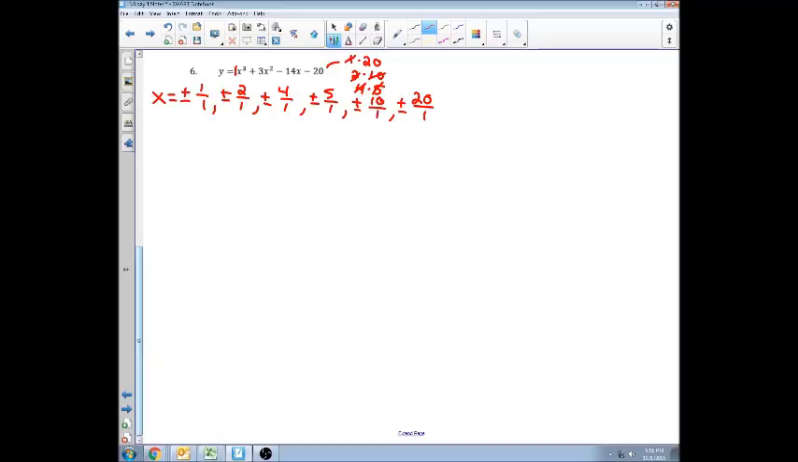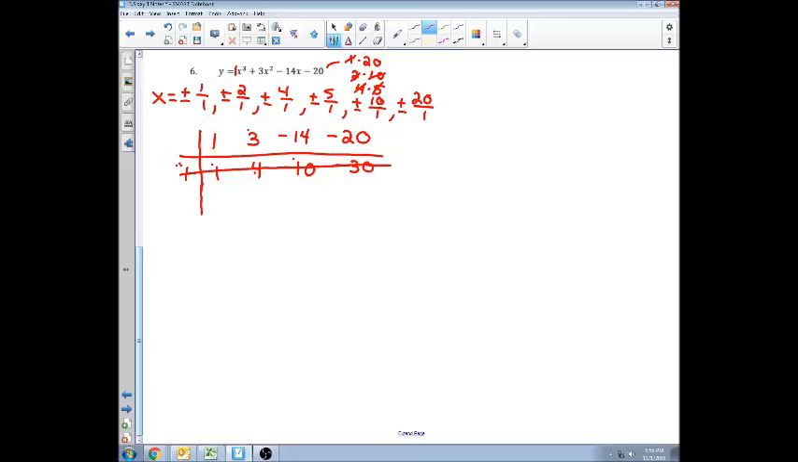My coefficients are 1, 3, negative 14, and negative 20. This is the reason why I told you probably want to learn short track synthetic. If I put 1 in my box, drop my 1. 1 times 1 is 1. 1 plus 3 would be 4. 4 times 1 is 4. 4 minus 14 would be negative 10. Negative 10 times 1 is negative 10. Negative 10 minus 20 would be negative 30. So this one did not work.